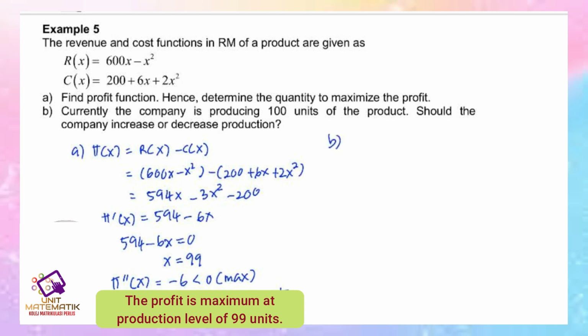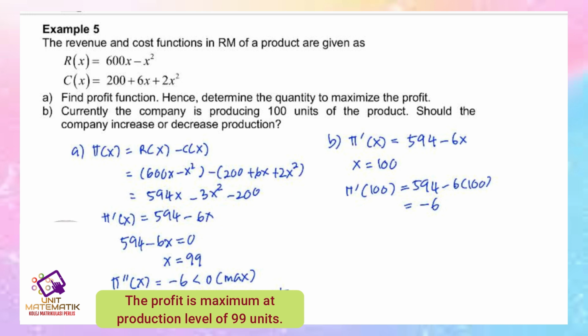Currently the company is producing 100 units of the product. Should the company increase or decrease production? For this part, we want to use the marginal profit. We already found it in A. Marginal profit is 594 − 6x. We substitute the value x = 100 into the marginal profit. We get negative 6.